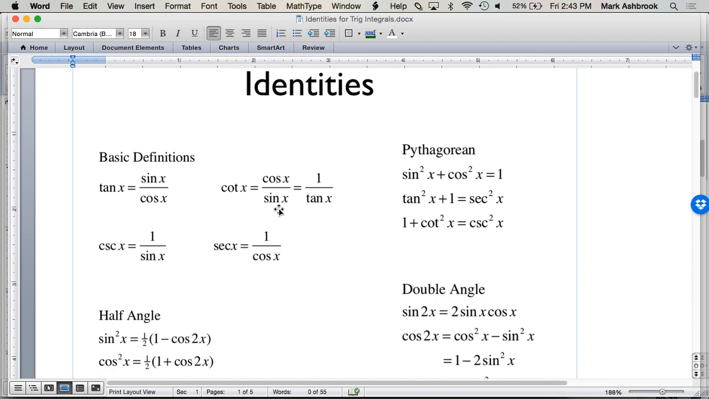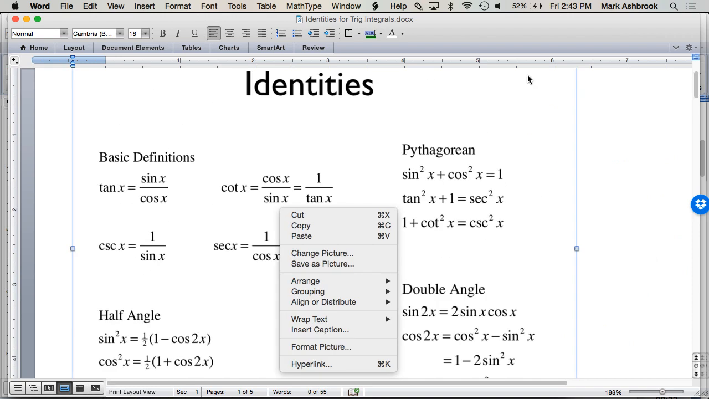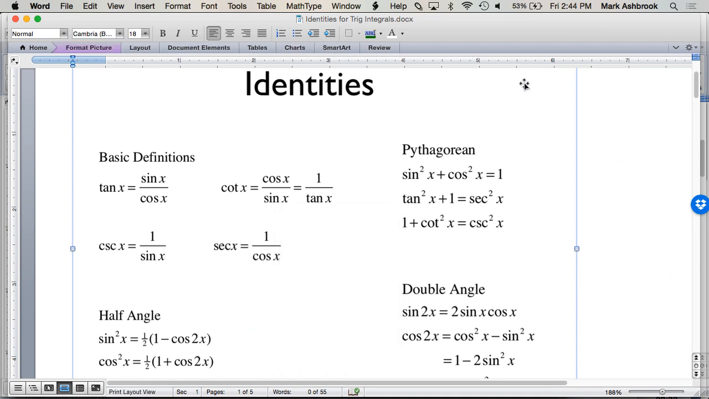Okay, so something a little bit harder maybe. Secant to the fourth tangent cubed. Okay, so where are we heading here?